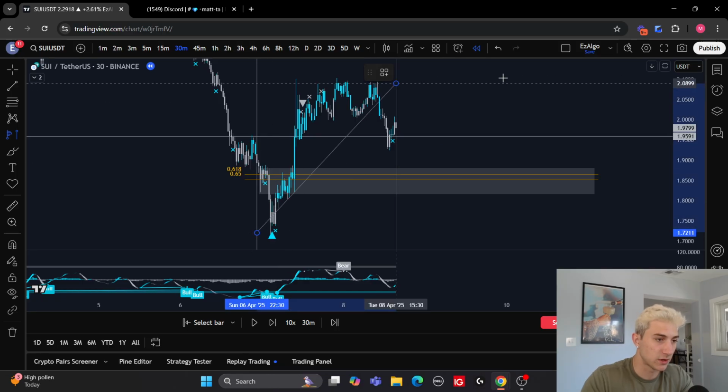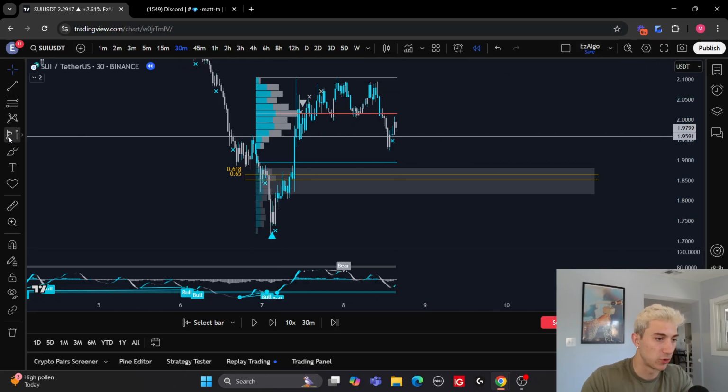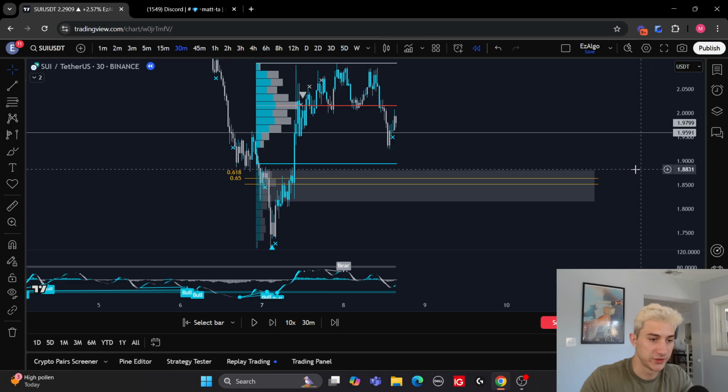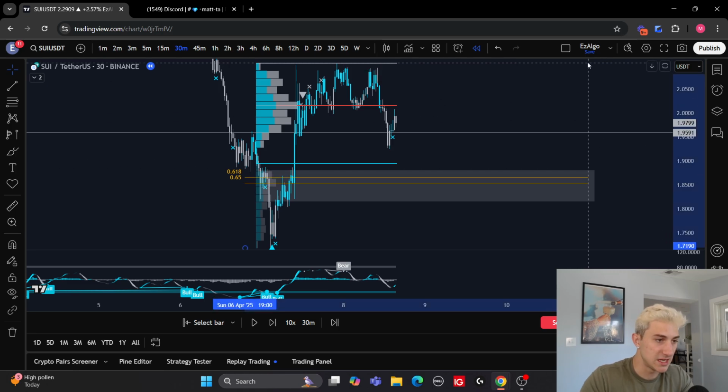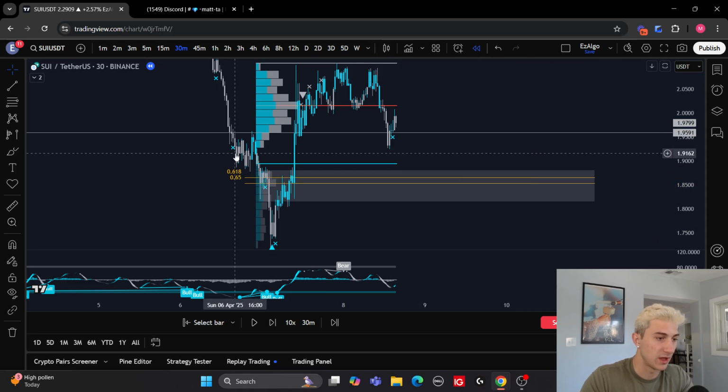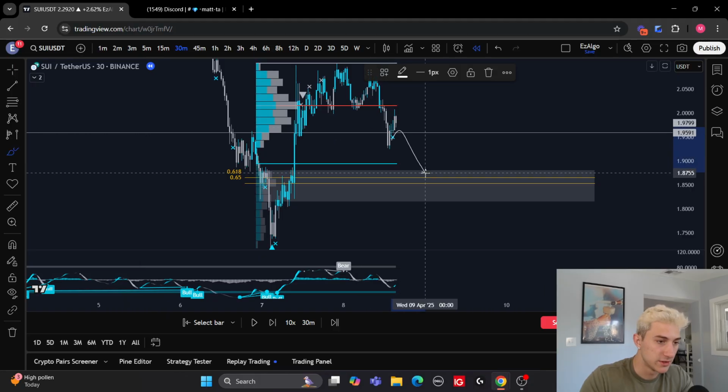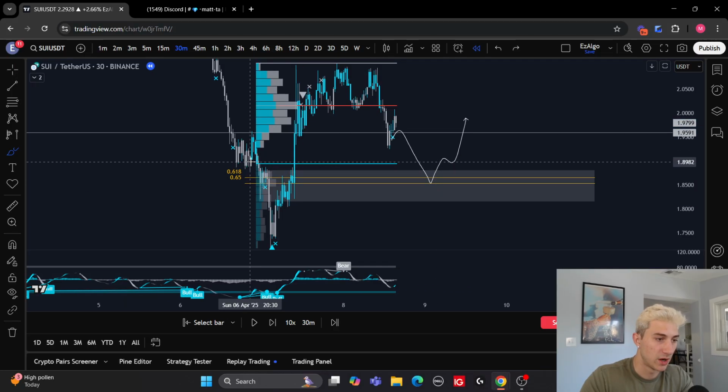Something else I like to use for confluence is a fixed range volume profile here, which is just another built-in TradingView confluence. And I can see we have the value area low pretty much overlapping that level as well. So just for some more added confluence, right, I'm looking for a tap into the zone, a reclaim of that value area low. That's going to be the long trigger.